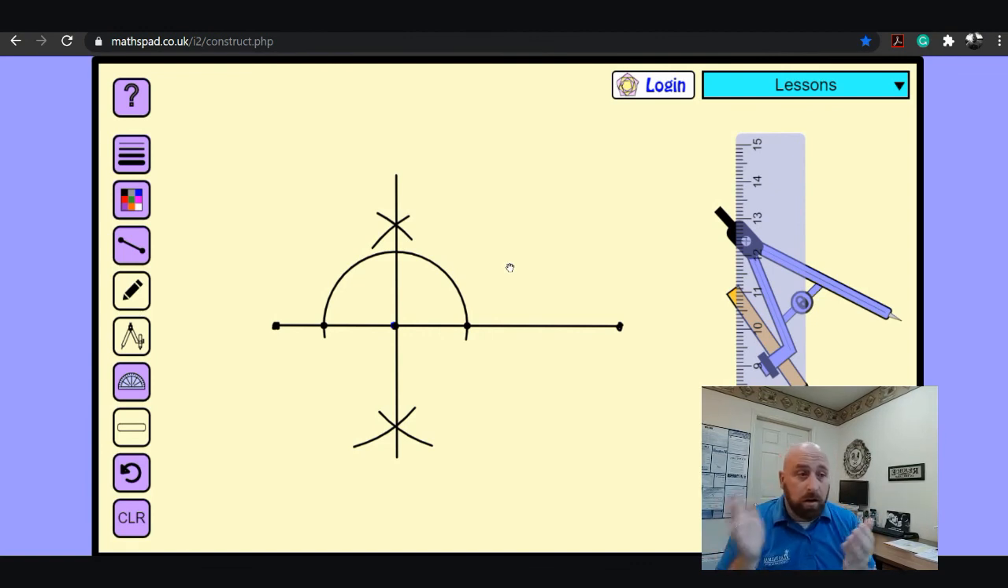And we could draw another perpendicular through another point, through another point, through another point. So make your semicircle, go to the point on the semicircle, make an arc, go to the other point on the semicircle, make another arc, and that is the point at which the line needs to cross.